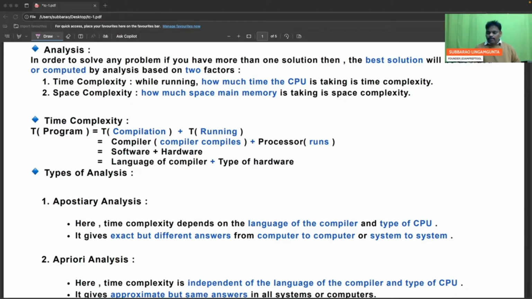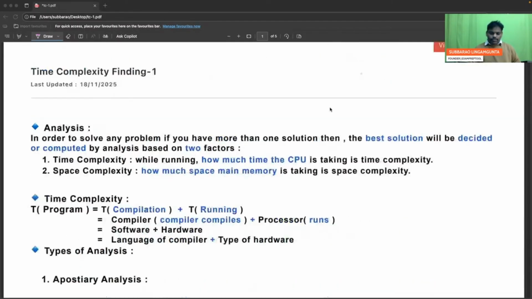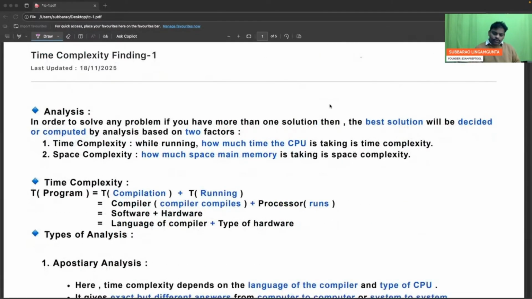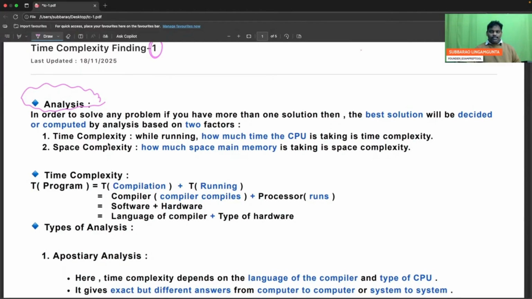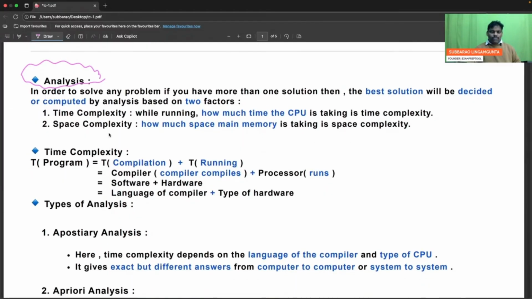Let's go ahead. How to find out time complexity. Listen everyone. That story is called analysis. Time complexity finding, class number 1. Whatever process you are doing to find out time complexity, that is known as analysis. I have given the definition also, you can see here.